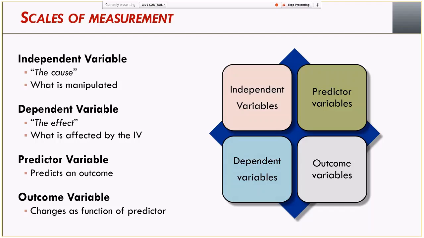In the real world, when researchers are talking, all these terms are used very interchangeably. I'm also very much guilty of that. So independent and predictor get used interchangeably, and dependent and outcome variable get used interchangeably.